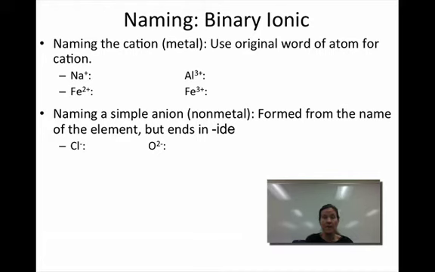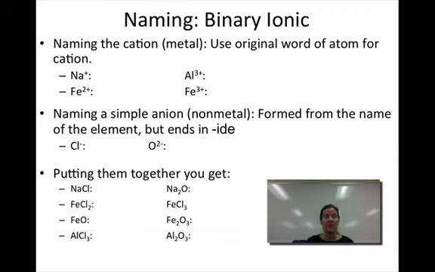Next part of the name, we name the anion, the nonmetal portion. And the anion is similar to the molecular naming. We name it whatever the nonmetal is, but the ending is IDE. So chlorine, you would name it chloride. Oxygen, you would name it oxide. And then you just put them together.